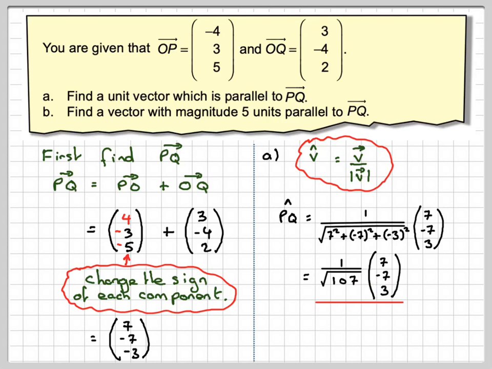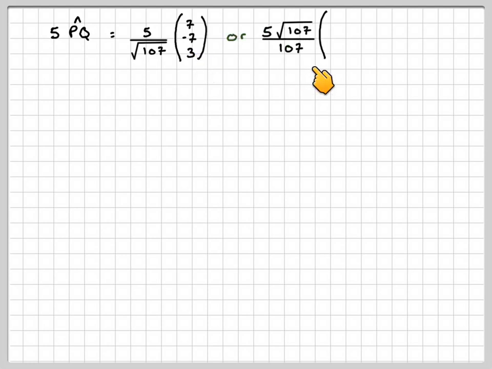Right, now we have to find a vector with magnitude 5 units parallel to PQ. Well, that's easy. If this is a vector of 1 unit, and we want a vector of 5 units, then all we need to do is multiply it by 5. So we have 5 times the unit vector. So 5 over the square root of 107 times (7, -7, -3), or 5 root 107 over 107 times (7, -7, -3).